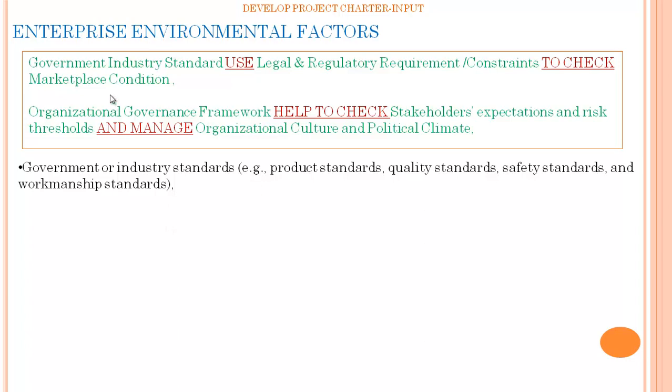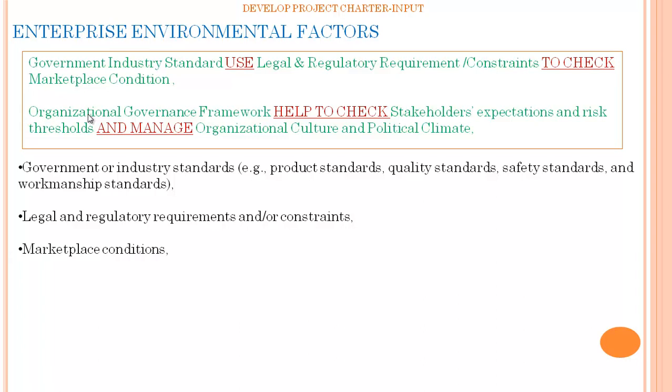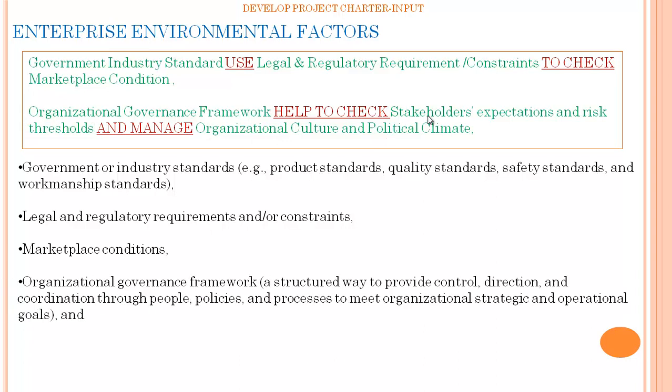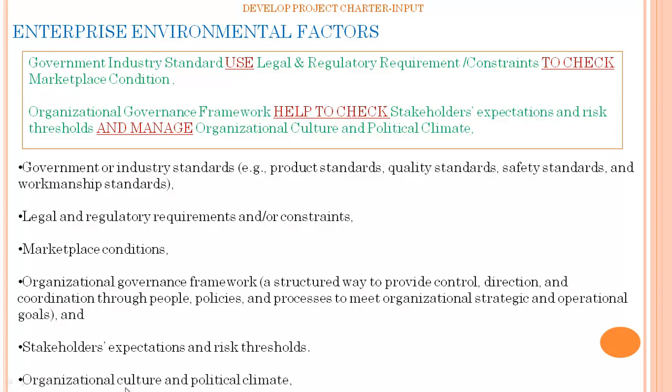Okay, where? Government industry standards, we take it from here. Legal and regulatory requirement and or constraint come from here. Organizational governance framework. Marketplace condition. Stakeholder expectation from here. Organizational culture and political climate from here.